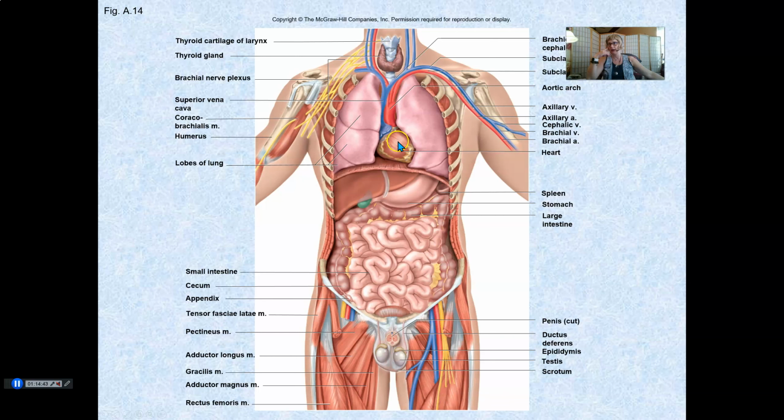This is the left lung. There's the heart. Here's the liver. Of course, this right here, the dome-shaped structure, is a smooth muscle called the diaphragm that delineates and separates out the thoracic cavity from the abdominal cavity.